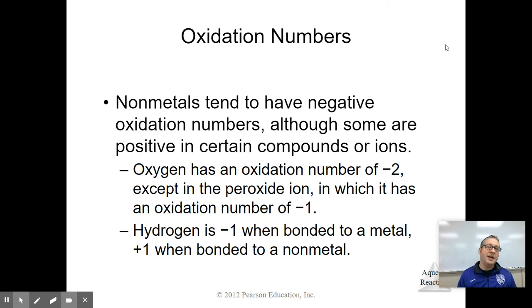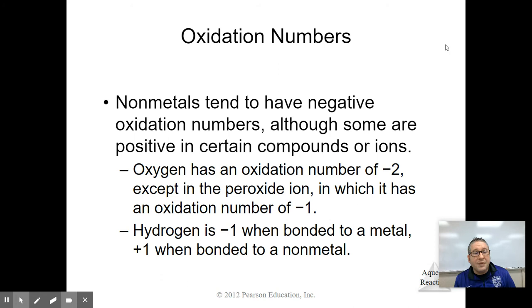Oxygen, as I was just mentioning, typically has an oxidation number of -2, except when it's in a peroxide. We really haven't talked a whole lot about peroxides, and I try to avoid peroxides when I can. If an oxygen is in a peroxide, then it'll have a -1. Hydrogen, moving on, is -1 when bonded to a metal. So if it's bonded to any of the 80% of the periodic table which is metals.